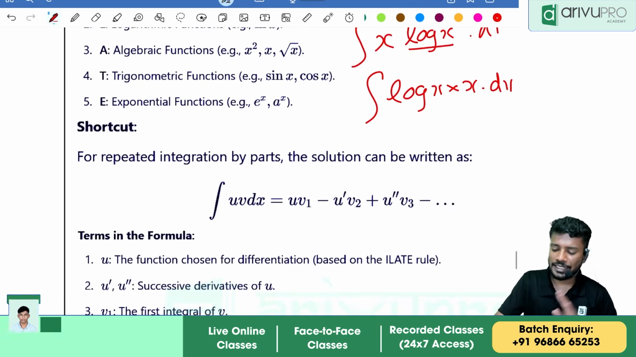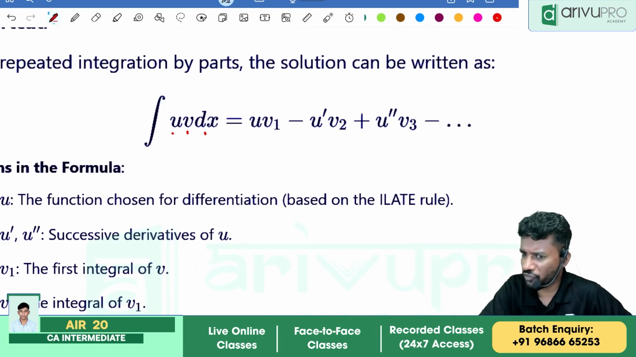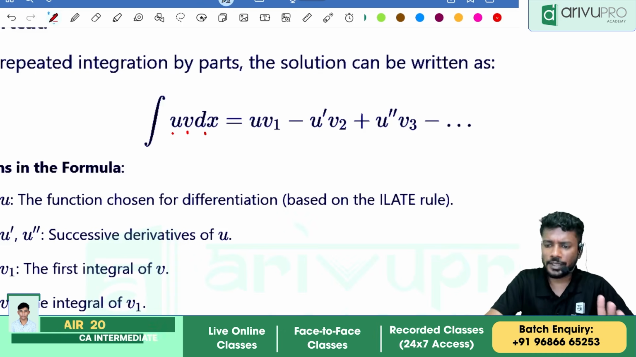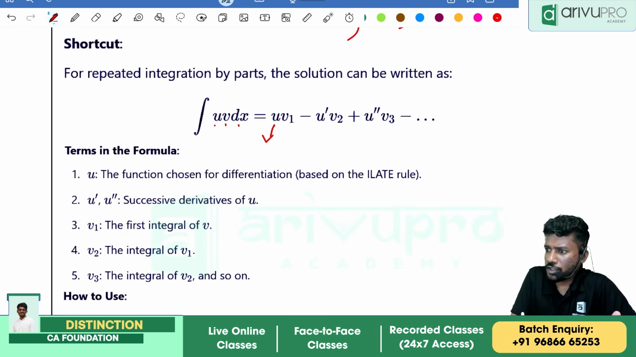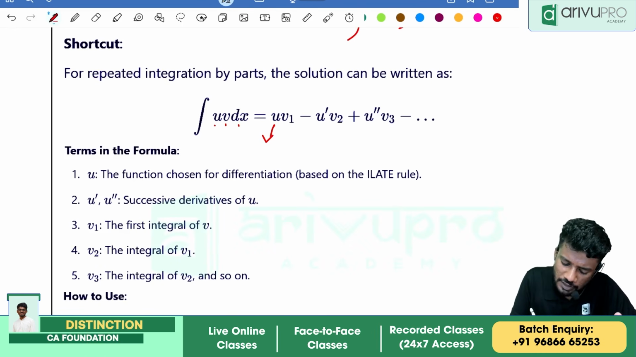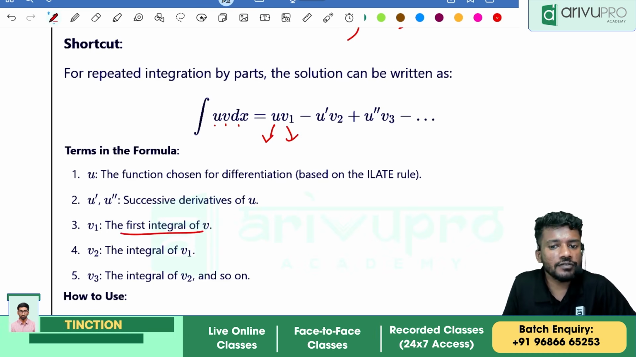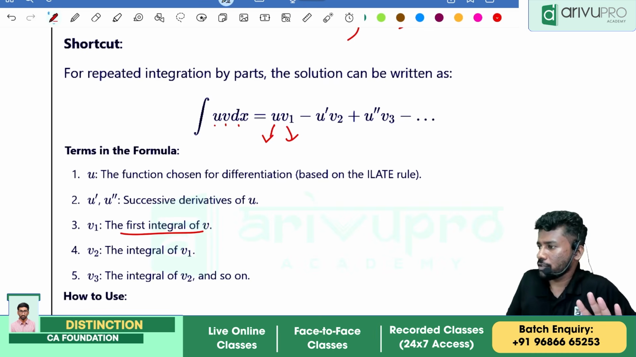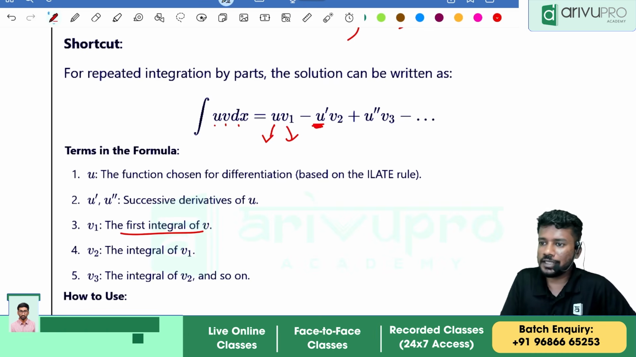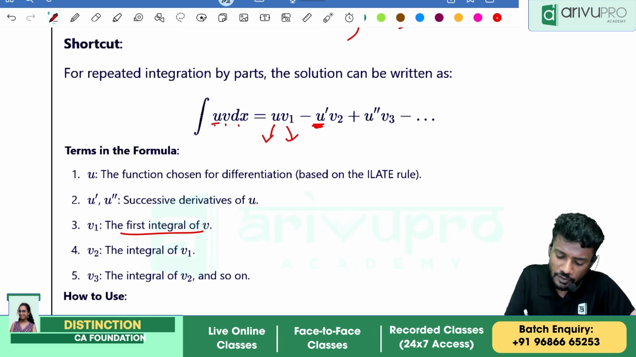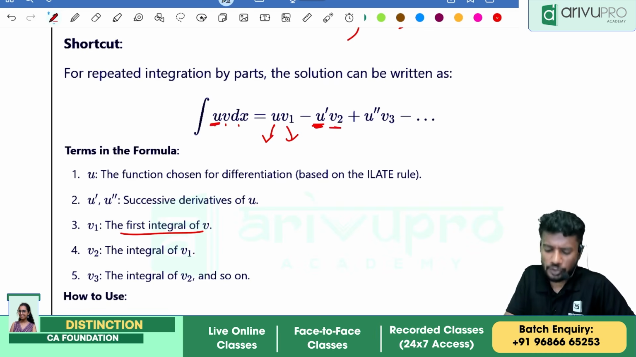I'll tell you what integration by parts is. For example, integral u v dx. u is a function, v is a function. So the method is very simple. First we write the first function, u. Then the second function is the integral of v. So u into integral of v, minus. Then we will take the derivative of u, d by dx of u, into v2. What do you mean by v2?